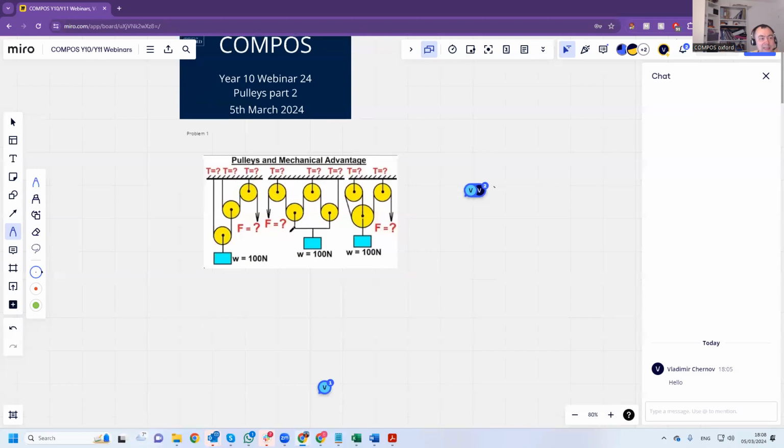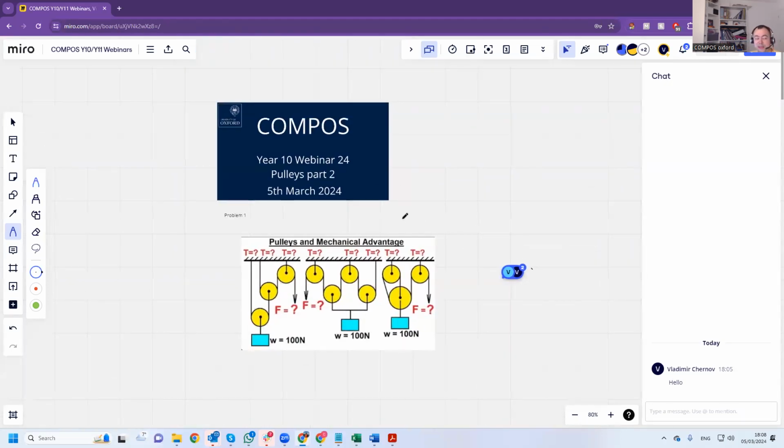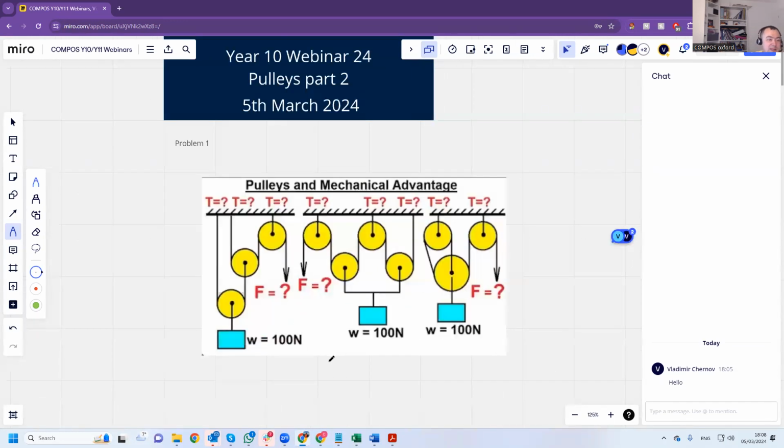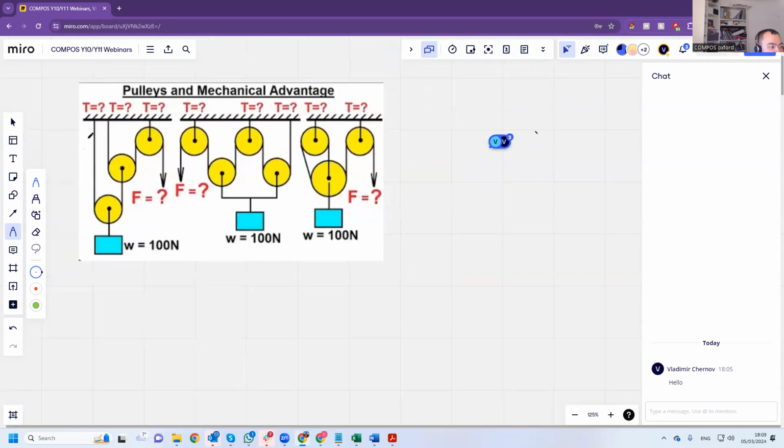Okay, so let's have a look. Today is Pulleys Part 2. I've prepared some questions for you on pulleys. A pulley can provide a mechanical advantage. Now, can we find the tension in each rope? And can we find the force that is needed to lift the mass? So let's label this A.